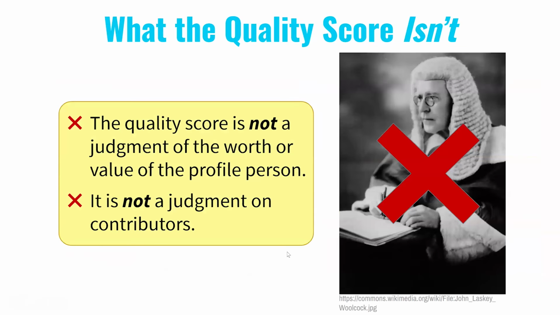Another thing, I have never come across this, but I've talked to several people who say that they have. Apparently when this quality score was first rolled out, somebody got on their great grandmother's page and saw "low" and said, "How dare you call my grandmother a low quality person?" Well, that's not what the score is about. It has nothing to do with the worth or the value of that individual. It's strictly about the data. And it's also not a judgment on the contributors. It is just saying how the data looks for those four components that we covered.